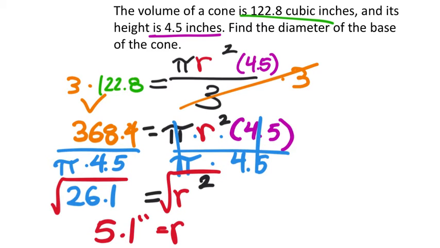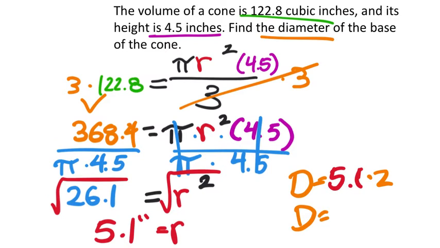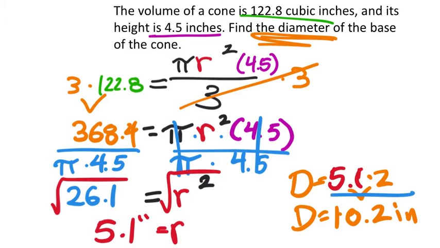But we don't want the radius. We do need it to find the answer, but what we really want is the diameter. So to find the diameter, I take the radius, 5.1, and I multiply it by 2. So this would give me my actual diameter, which is what we want. D for diameter, 5.1 times 2, 10.2. Don't forget to label this as well. It's in inches, of course.